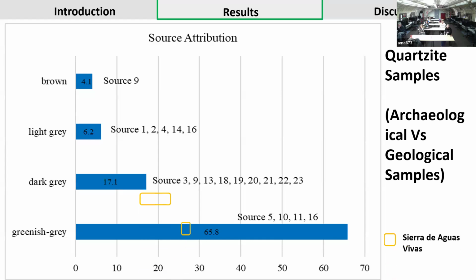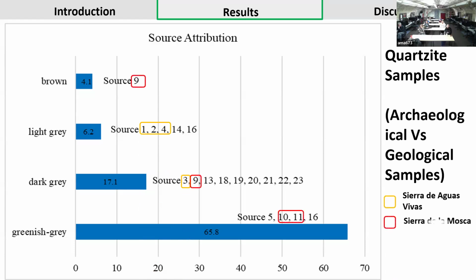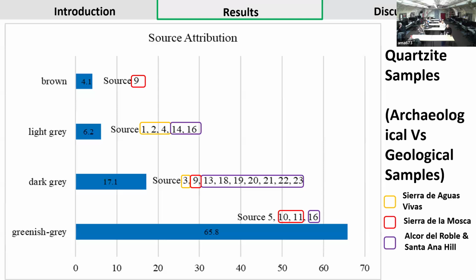If you see the first one, sources 1, 2, and 3 were around the Sierra de Agua Bibas area. And you can find the second one, which is the Sierra de la Mosca area. We have sources 9, 10, and 11. And you have the Harbor of the Robo and Santa Ana Hill, where you have most of the sources, which is not far-fetched because they are the closest sources to the site. And the last one is just source 5, the material that I talked about from the Salo River area, which is quite distinct in terms of the poor quality of the material.